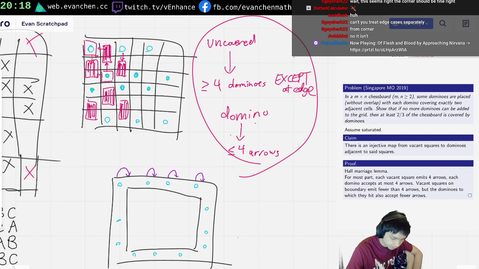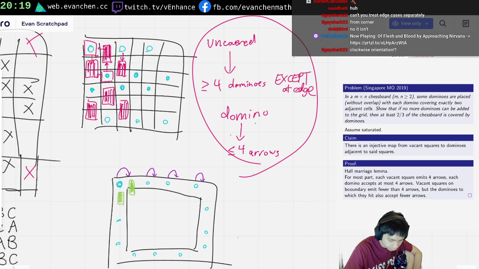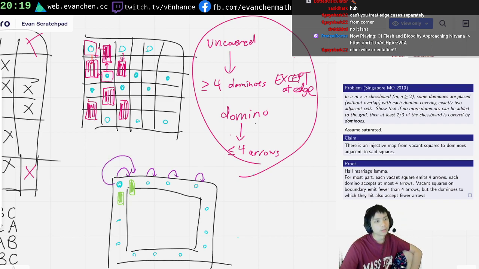And if you have a corner, the ones on the corner, you look at them and they're like, well, one of the two dominoes is pointing inwards. Like that. Let's say something like that. And this domino has a -2 penalty, not just -1. So I'm going to take this guy and wire it this way too. When I do this modification, it's still true that every uncovered square emits at least 4 arrows.